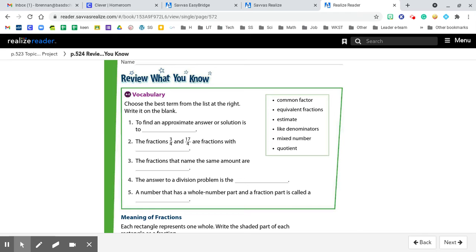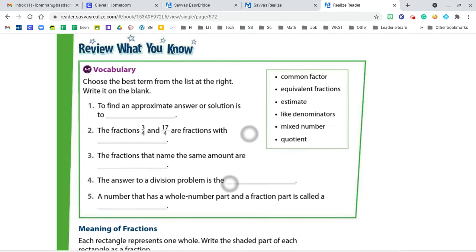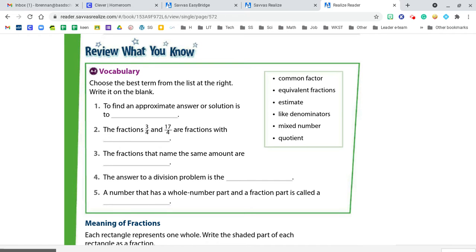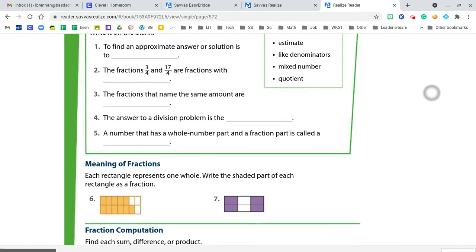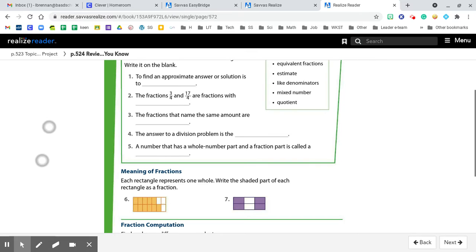All right, today we're going to preview topic 9, which is long division, and we're going to start with reviewing some vocabulary from previous lessons. Choose the best term from the list on the right, write it on the blank. To find an approximate answer or solution is to, what do we want to do? And if you thought it was estimate, you are correct.